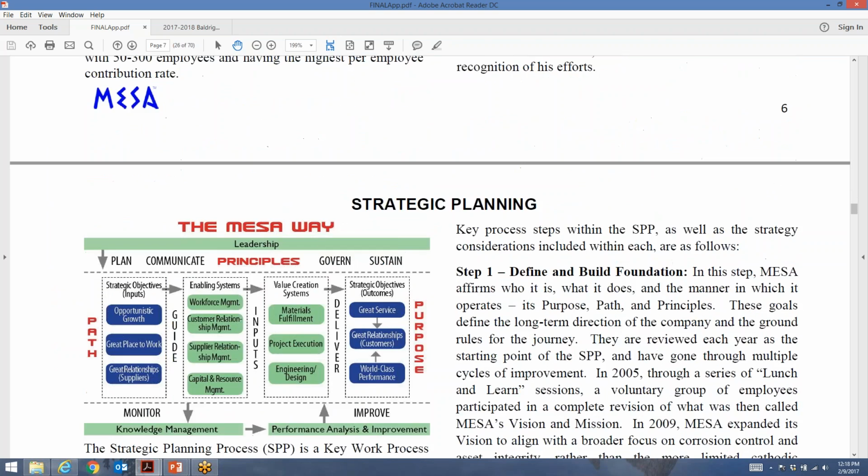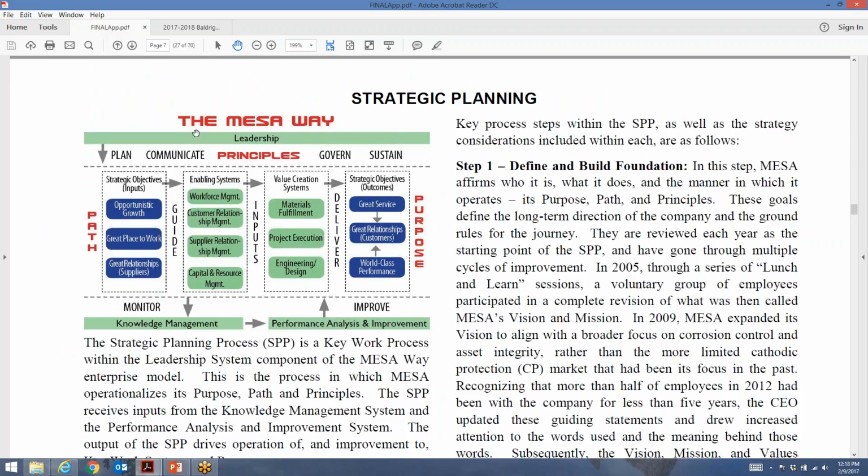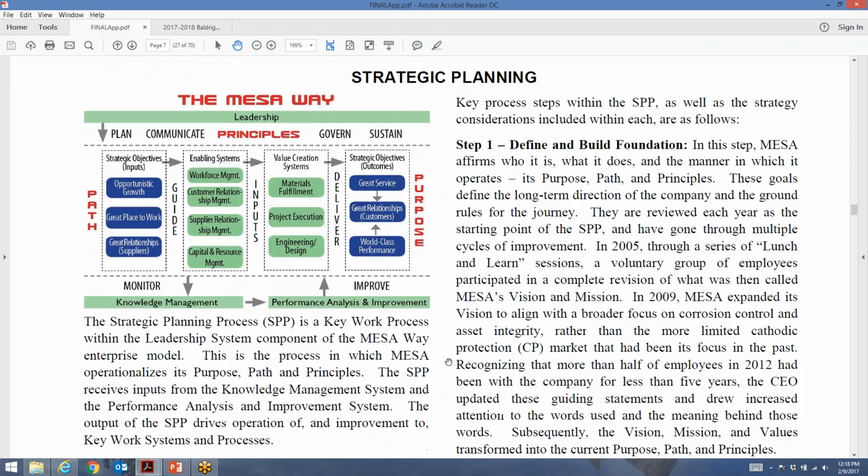Okay, we're going to keep going to Category 2. Making you dizzy. I know, sorry about that. Category 2, strategic planning. Again, here's our Mesa Way thing that we put in there. We said, okay, we're about to tell you about this strategic planning process. It's a key work process. It's within the leadership system. Right there, you can see it right there. And here's what we do. We operationalize the purpose, the path, and principles. It receives input from the knowledge management system and the performance analysis improvement system.